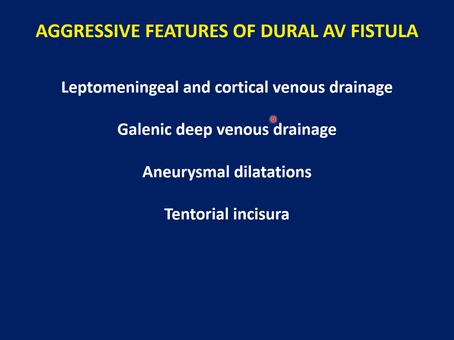One is cortical venous drainage. That is simple to understand. If instead of going through a large caliber vein, it is going through the cortical vein, it is going to rupture and it is going to bleed. So if you document a cortical venous drainage, then that gets labeled as an aggressive feature.